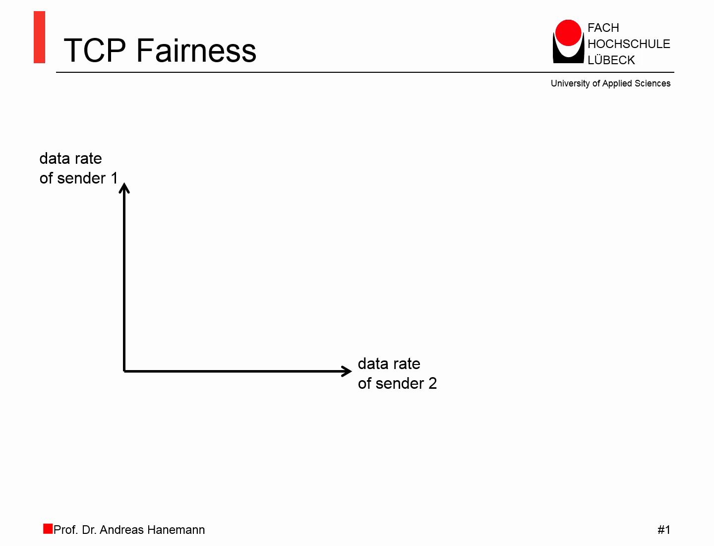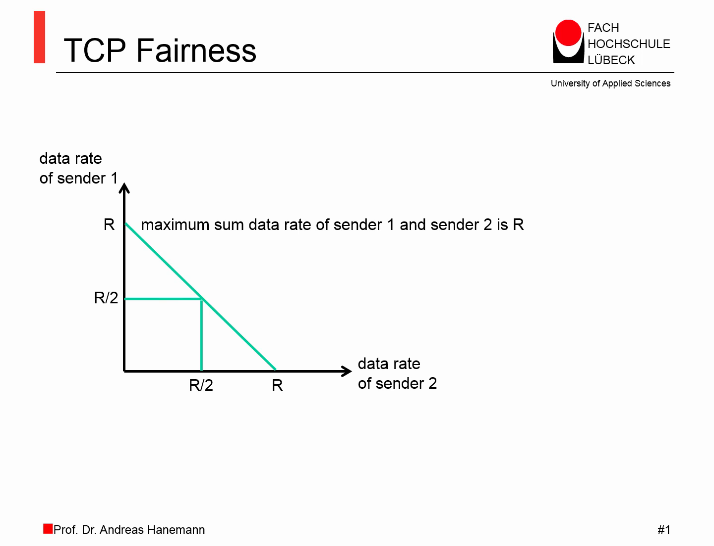On the slide there is an illustration of how two TCP streams behave when they compete for transmission capacity. On the x-axis we see the current data rate of sender 2 and on the y-axis the data rate of sender 1. The maximum data rate which is possible in the network is R. This limitation is maybe caused by a shared link to the internet, which is a bottleneck for the TCP connections. The best situation would be that both senders get a data rate of half R.